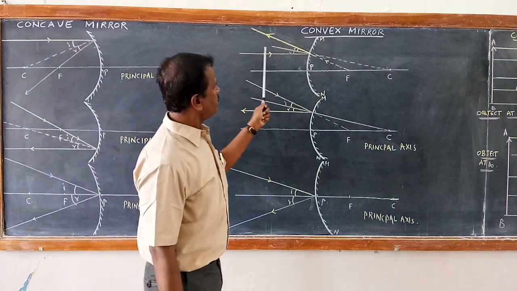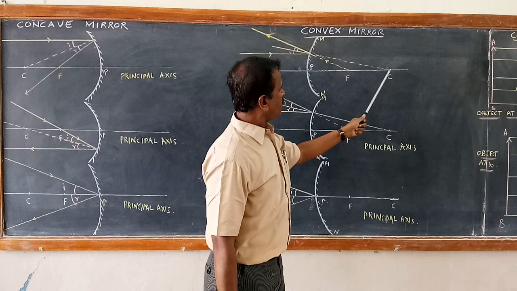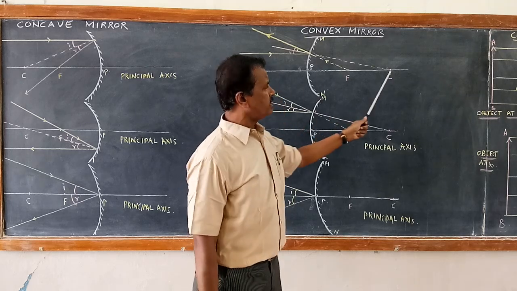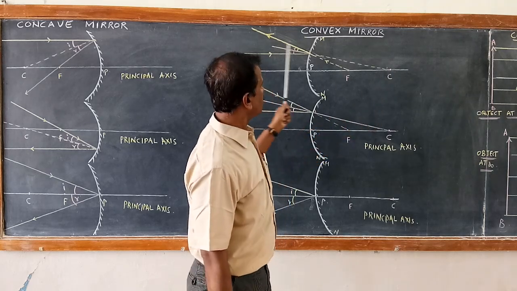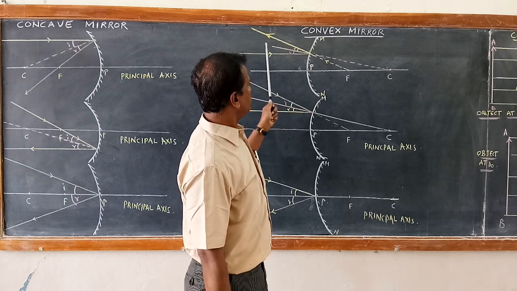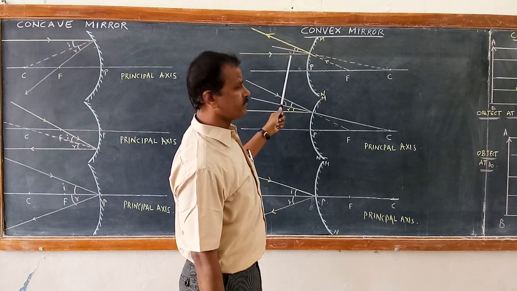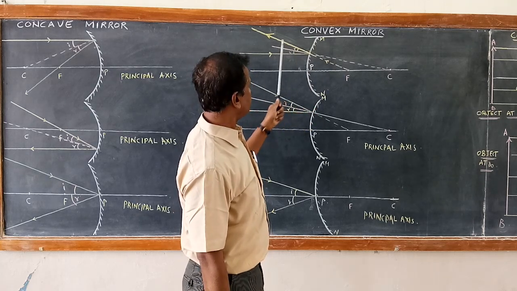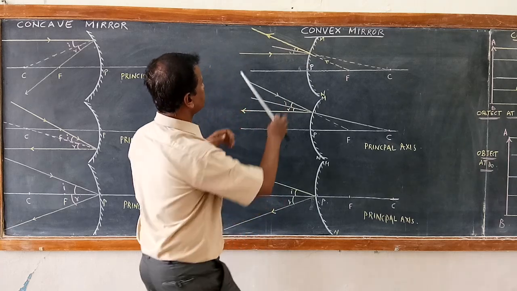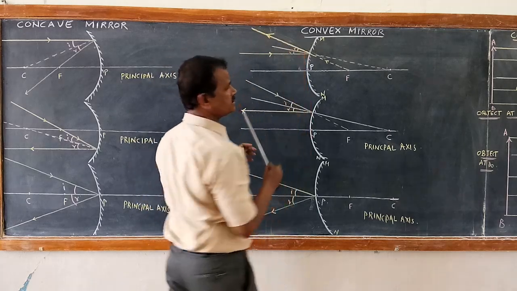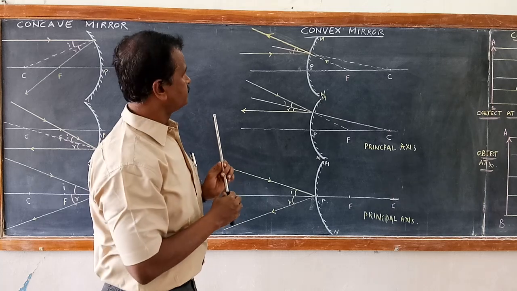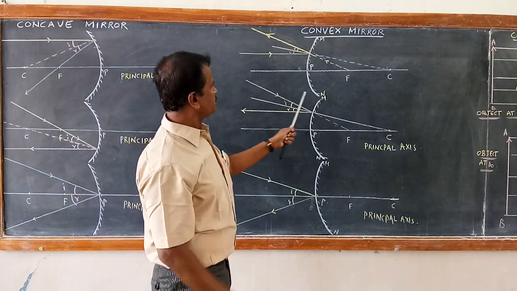Now if you draw the normal here, the normal passes through the center of curvature, and thus again if you follow the angle of incidence equal to the angle of reflection, you will find the reflected ray diverging. Now you see, this is the convex mirror.